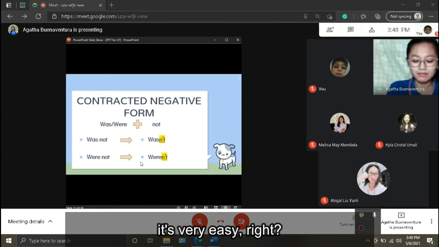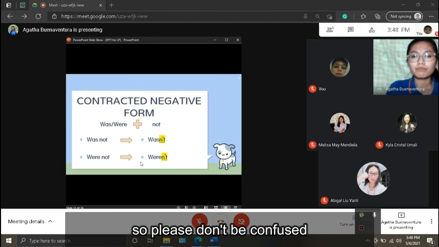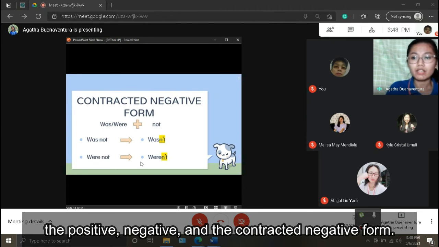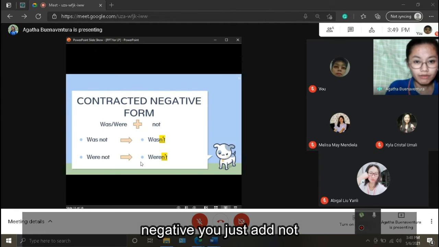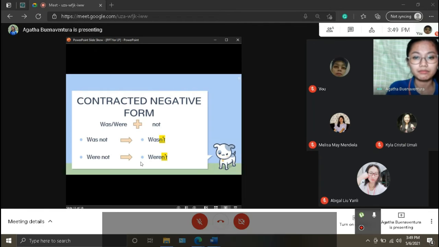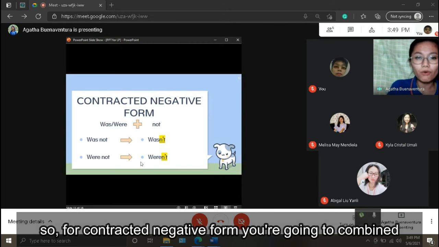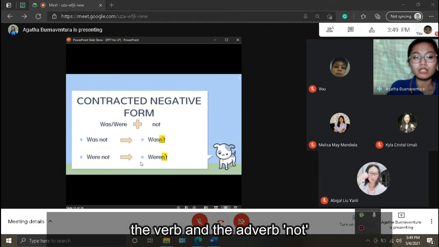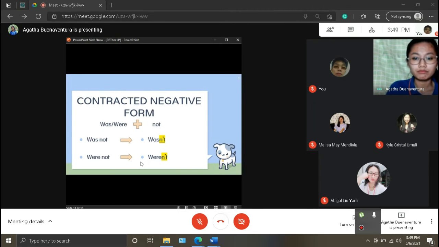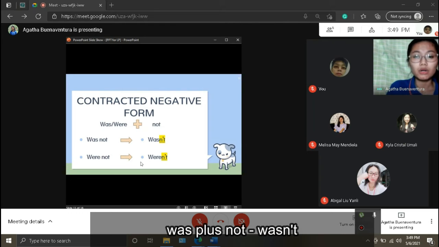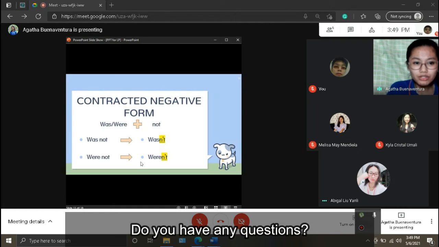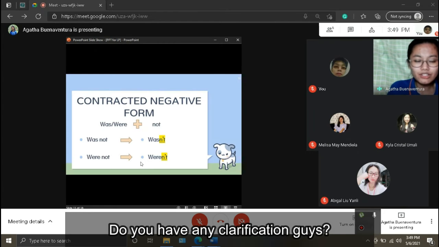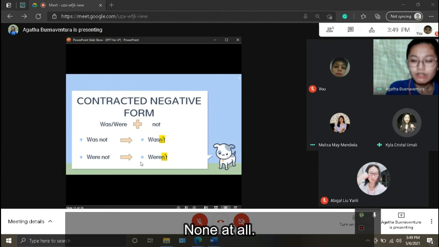It's very easy, right? So please don't be confused. The positive, negative, and the contracted negative form. If you're going to use was and were in a sentence for negative, you just add not. For the contracted negative form, you're going to combine the verb and the adverb not. So, was plus not is wasn't, were plus not is weren't. Am I clear? Yes, ma'am. So, do we have any question? Do you have any clarification, guys? None, ma'am. Okay.